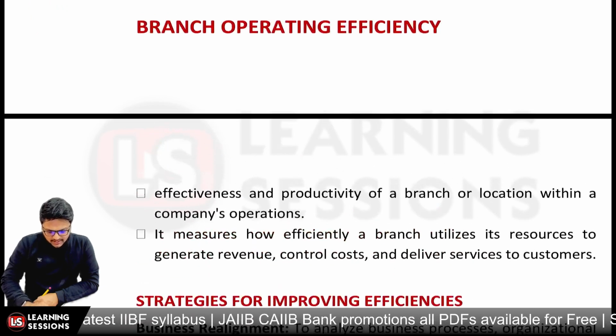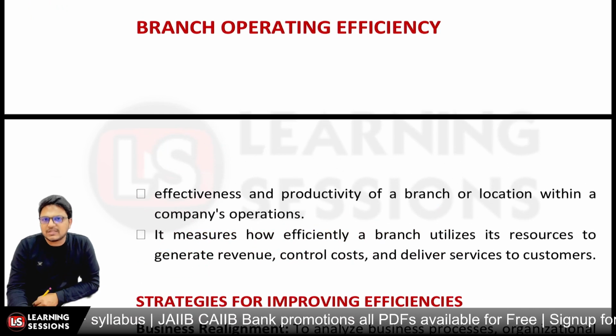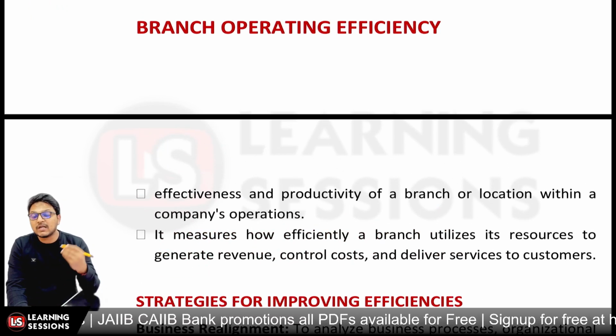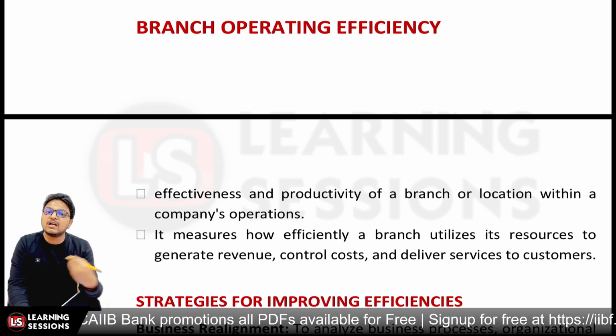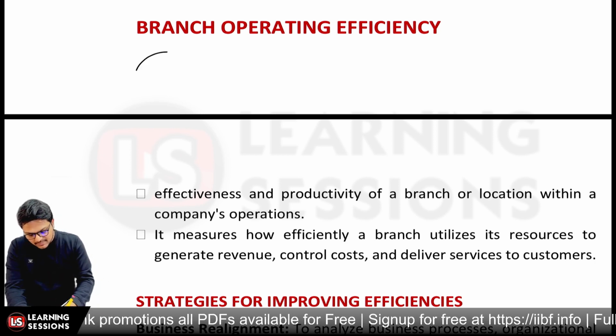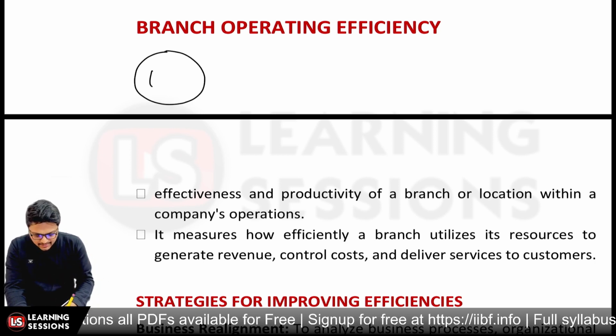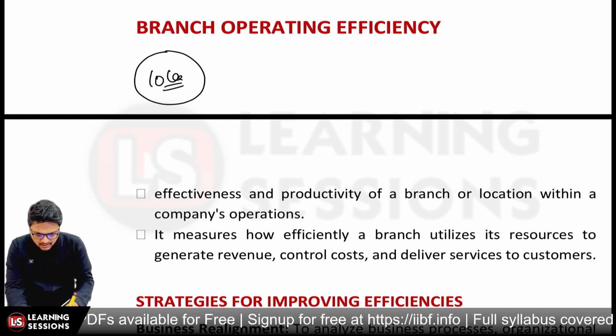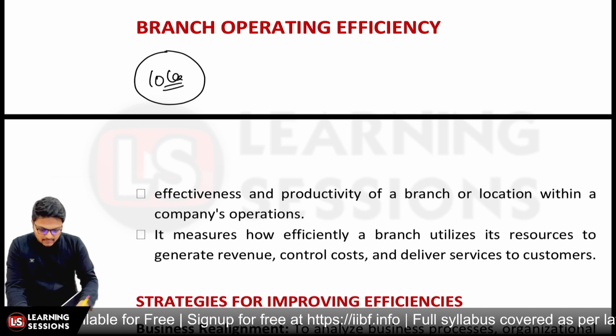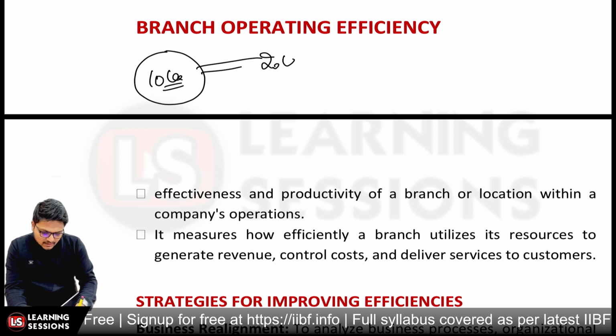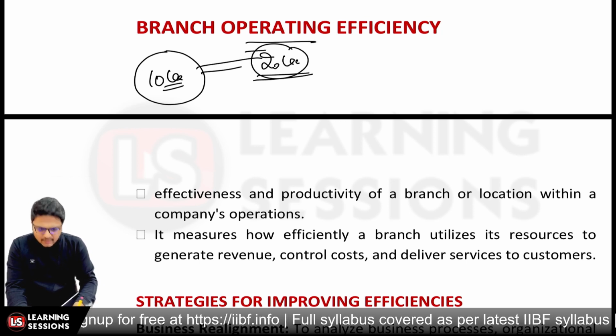Okay. Now after that, it's related to branch operating efficiency. Branch operating efficiency is how efficiently we are running a branch. Let's say the total expenses related to the branch are 10 lakh rupees, and that is generating, let's say, a profitability of 20 lakh rupees. We can easily say what the profitability of the branch is.